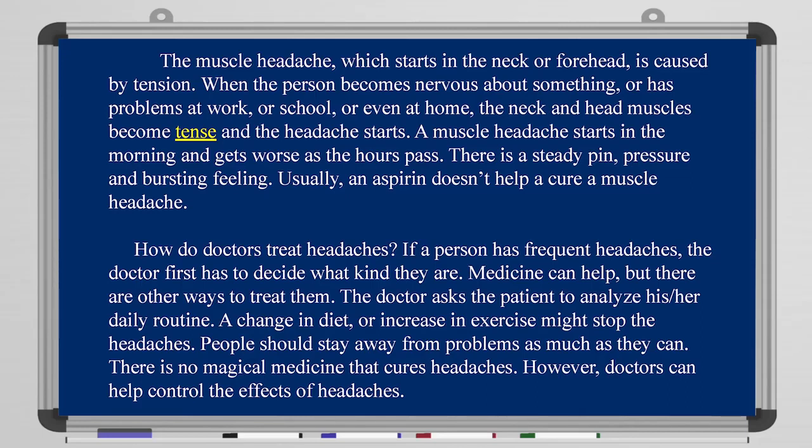And the headache starts. A muscle headache starts in the morning and gets worse as the hours pass. There is a steady pain, pressure and bursting feeling. Usually an aspirin doesn't help cure a muscle headache.